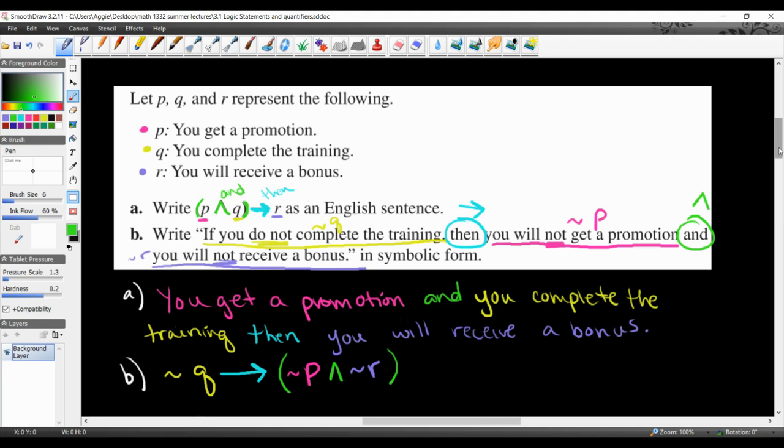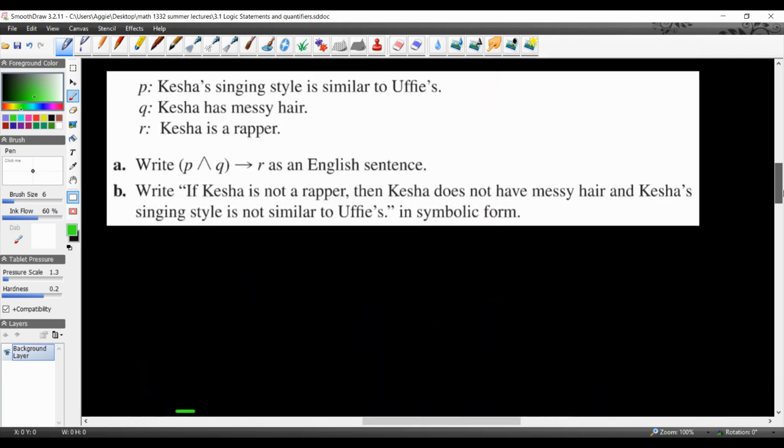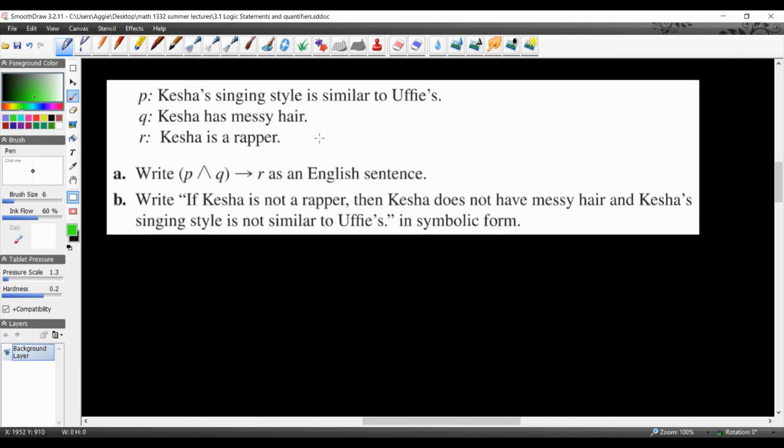We're going to do one more example like this, and then we can finally finish off with the last part. We're going to go through this one a little bit faster. Again, I recommend you try these by yourself first and see if you can get the correct answer. Letter A, without color coding this time. Write P and Q, then R as an English sentence. I'm going to label the connectors.